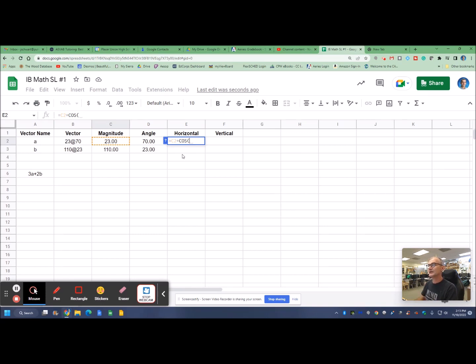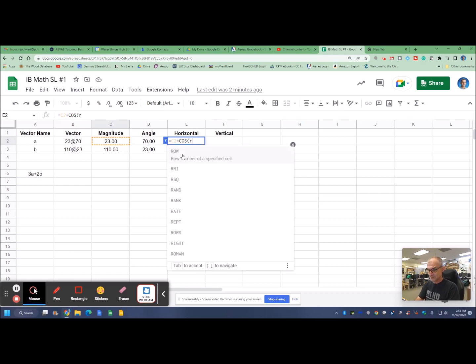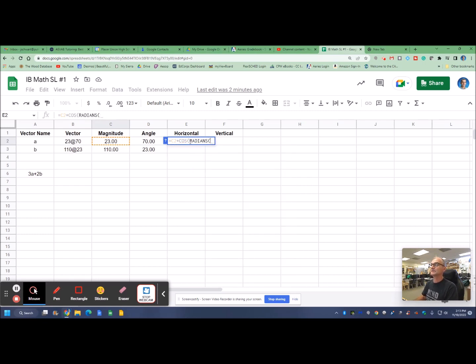Sheets will only use radians, so you have to take your degrees and convert them to radians, and you do that by typing in radians. Radians will pop up, and we want to take the radian measure of that angle, and then I'll hit enter, and there it is. So the horizontal component of this vector is 7.87.